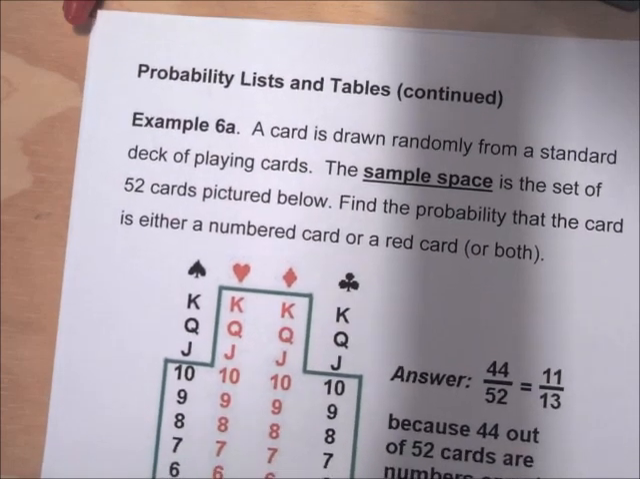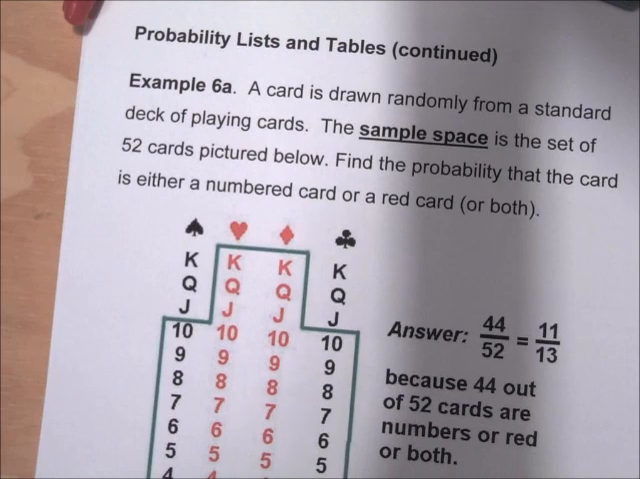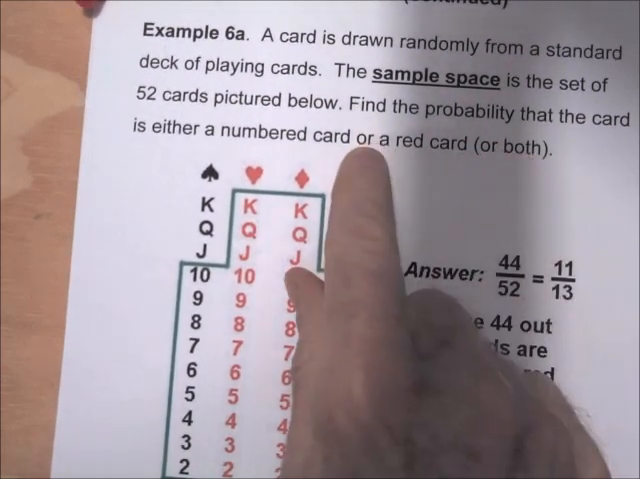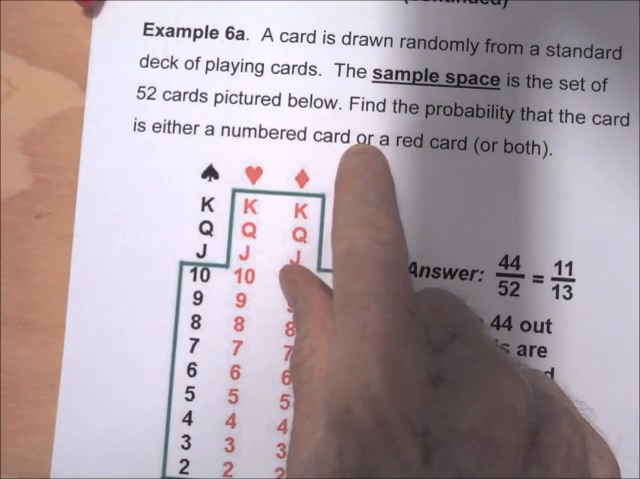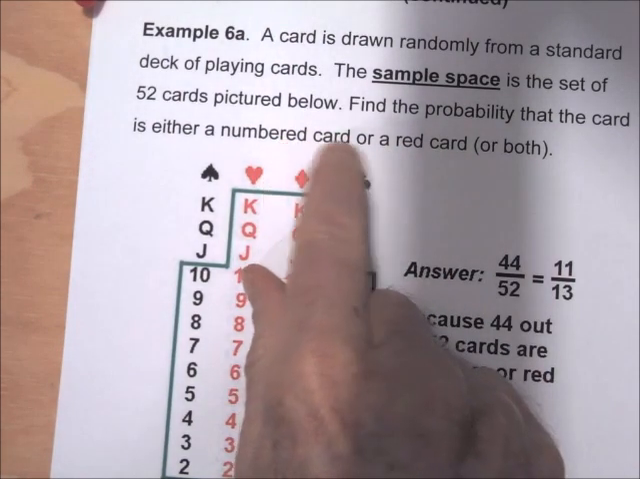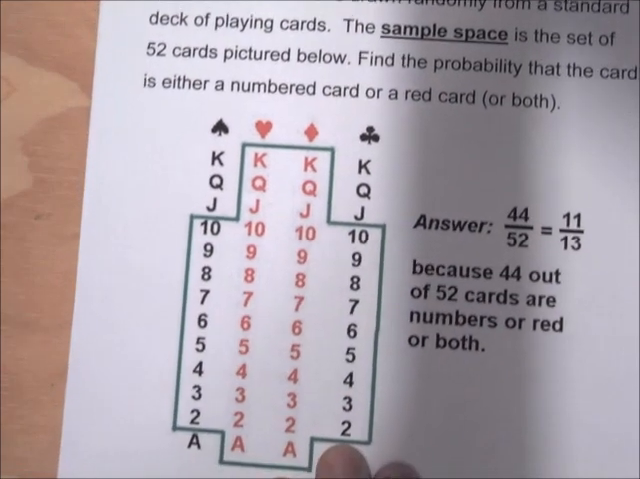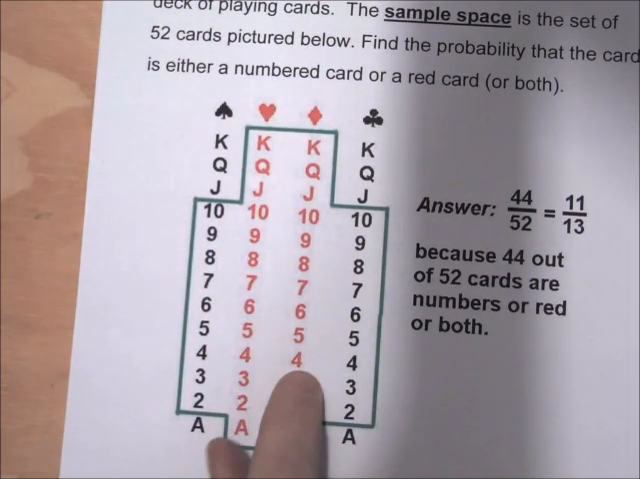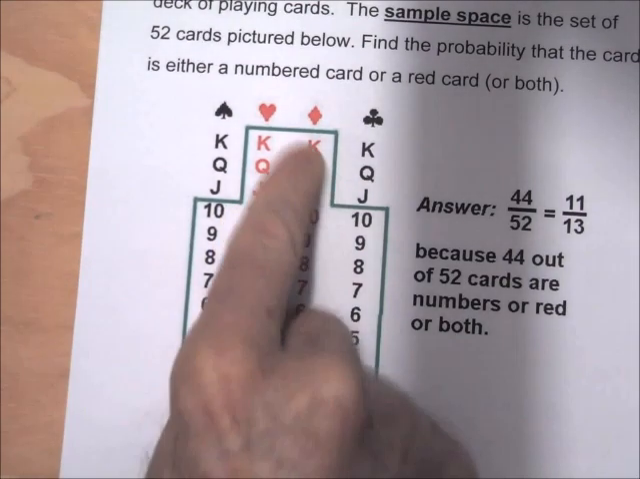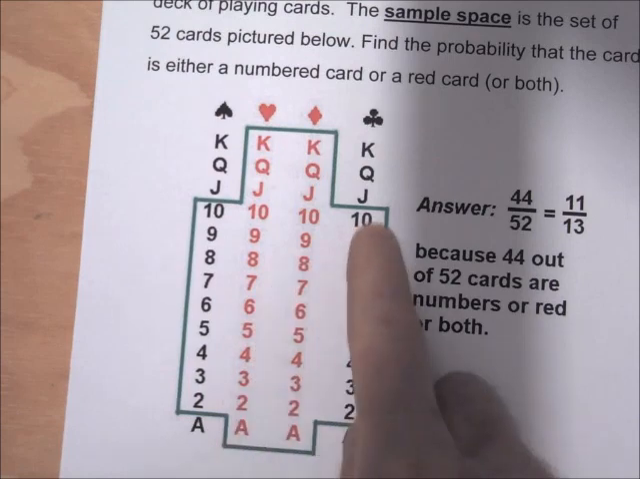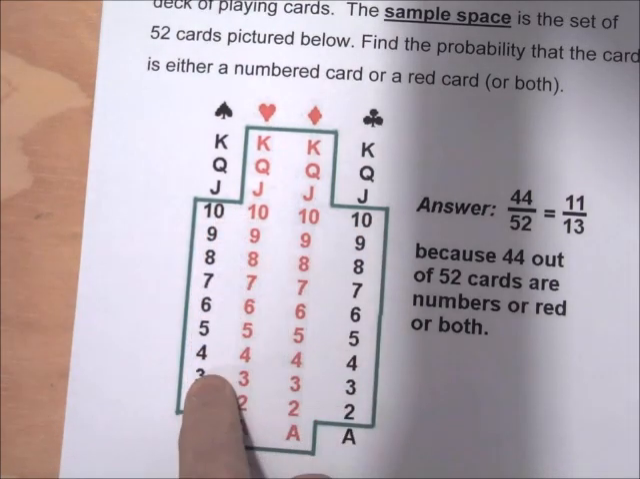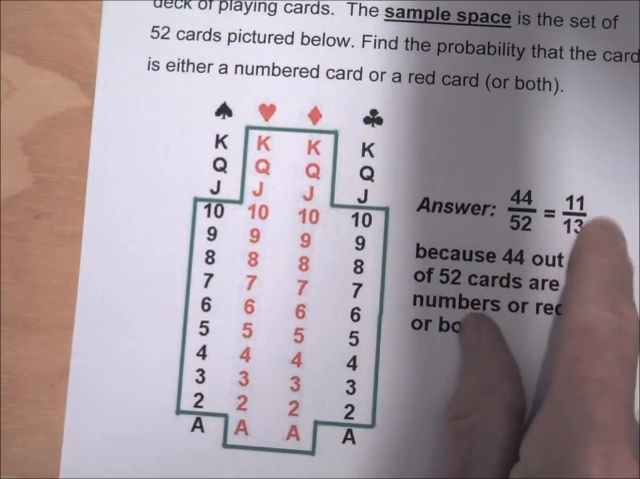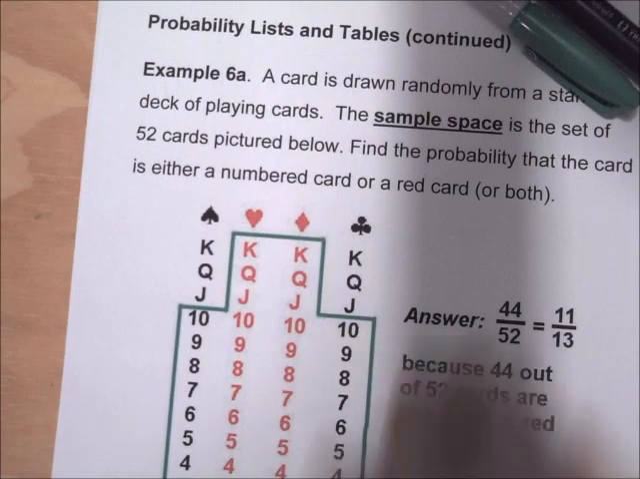We want the probability that the card is either a numbered card or a red card, and in parentheses I wrote both. When we say or, we usually mean the inclusive or, which includes both. So either a red card or a numbered card or both. I circled the ones in green that are either red or numbered or both. So we want all of the red cards, whether they're numbered or not, and for the black cards, we want only the ones that are numbered. If you count these all together, there's 44 out of 52, which reduces to 11 out of 13.